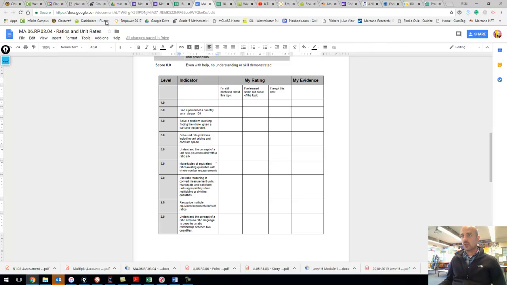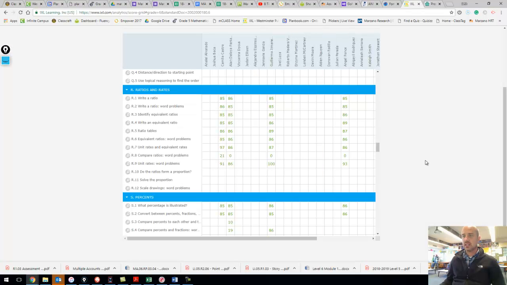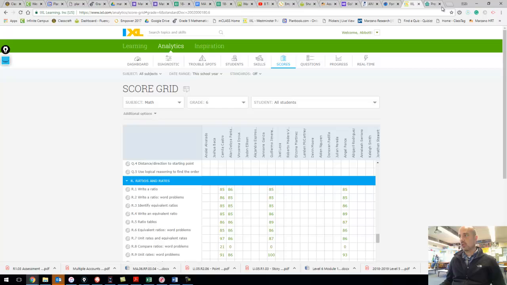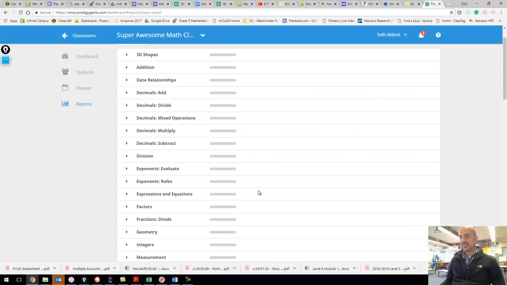Along with the EngageNY curriculum, the students are engaged with IXL lessons, and you'll see the students have different ratio IXL lessons. We call them R1 all the way up to R9 on this one, and then S1 and S2 are percentage. These were assigned by me, and the students went in. You can see exactly how many questions they had and how long it took them to gain proficiency within this program. The students also use a program called Prodigy Game, which they really love.